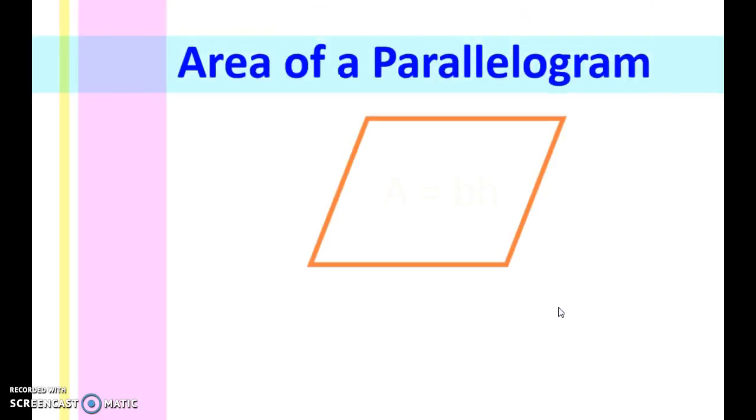The next shape is a parallelogram, and its formula should also look familiar to you. It is the same as a rectangle. Area equals base times height. The only difference is that the height of the parallelogram, as you see over here, can be outside of the shape. So sometimes it doesn't appear to be in the spot where you would think the height would be.